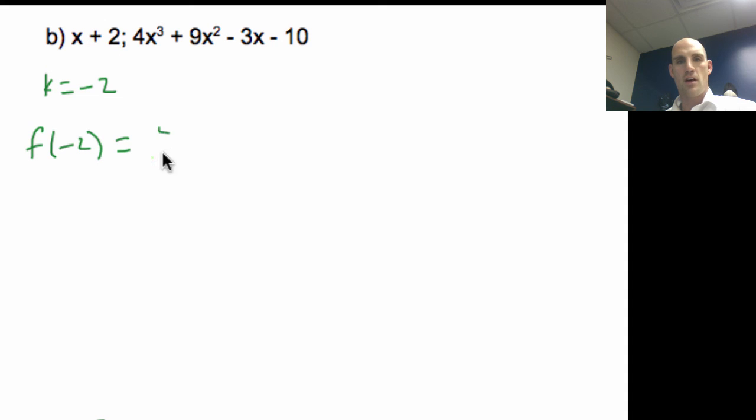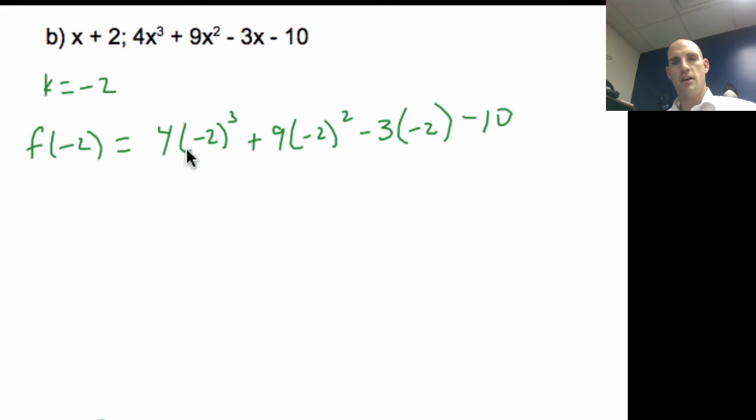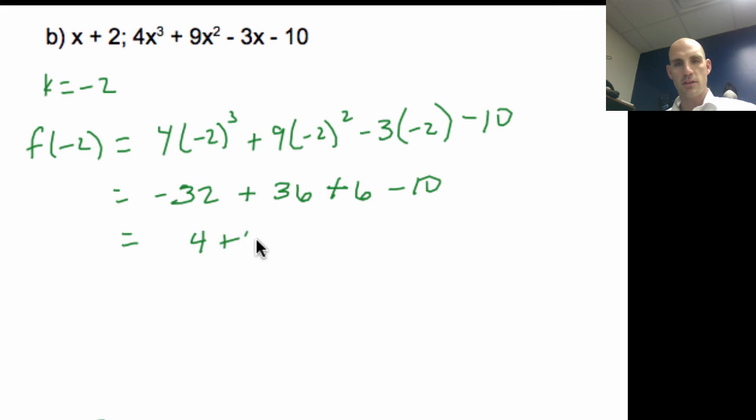4 times negative 2 cubed plus 9 negative 2 squared minus 3 times negative 2 minus 10. Kind of a beast. Here we go. Negative 2 cubed would be negative 8, because 2 cubed is 8, and we've got an odd number of factors. So I'm going to have negative 32 here, plus 36, plus 6 minus 10. So here we go. Negative 32 plus 36 would be 4, plus 6 minus 10. So that's going to be 0.